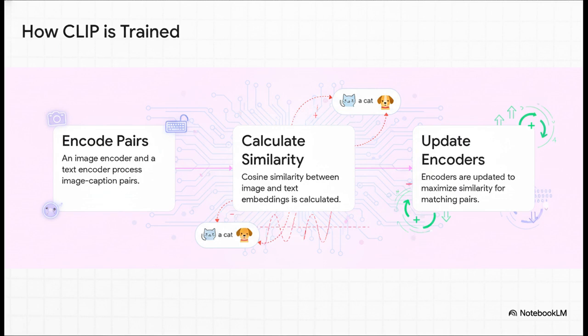In each step, the model looks at a batch of, say, 100 images and their 100 captions. It encodes all of them into that shared space. Then, it calculates the similarity between every single image and every single text caption. The model then gets one simple instruction: increase the similarity score for the pairs that actually match and decrease the score for all the ones that don't.